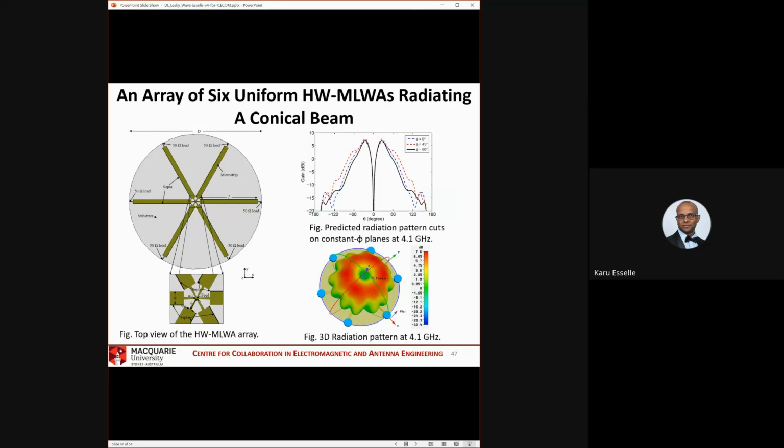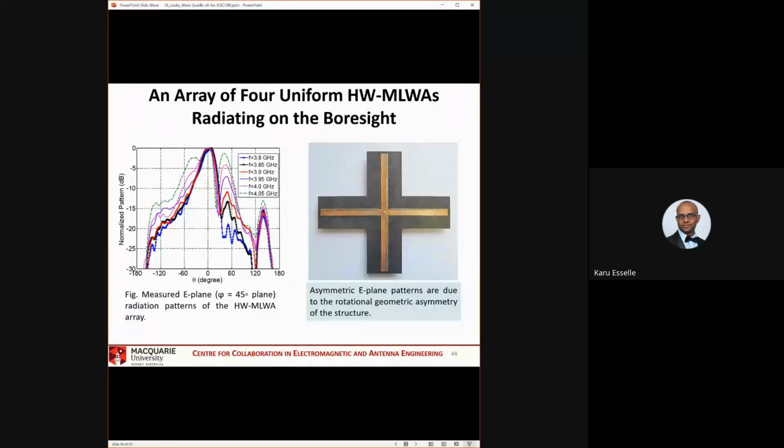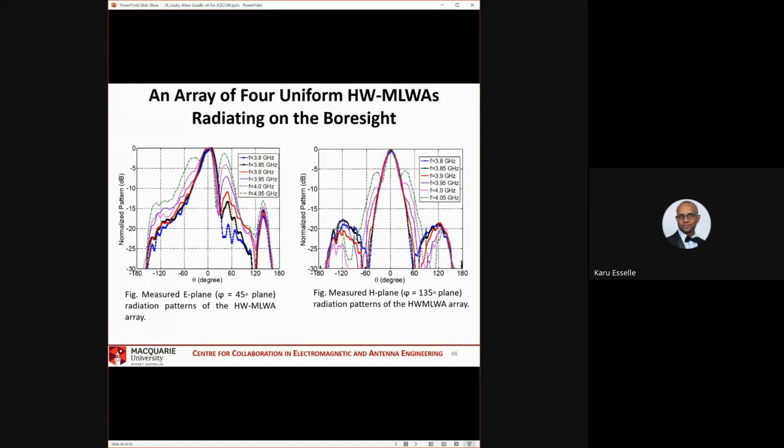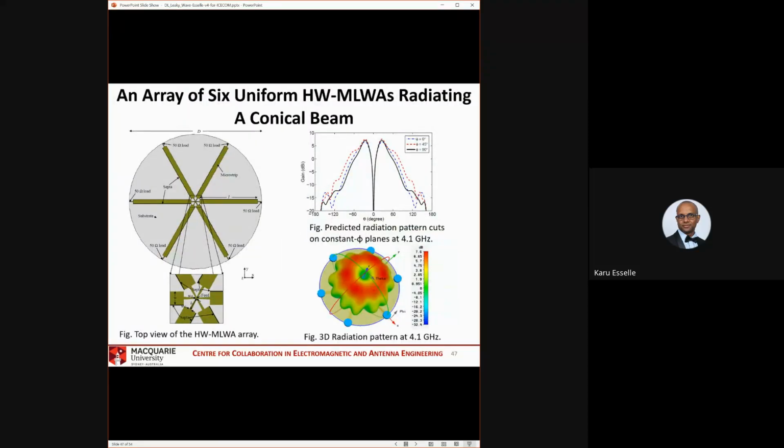And the other thing is, this one, the beam is in the theta equals 0 direction, right? The idea was to get the beam in the broadside direction. But this is different. Here we are getting a null in the broadside direction by a very strong, narrow conical beam around it, using these 6 linear arms of leaky wave antennas.